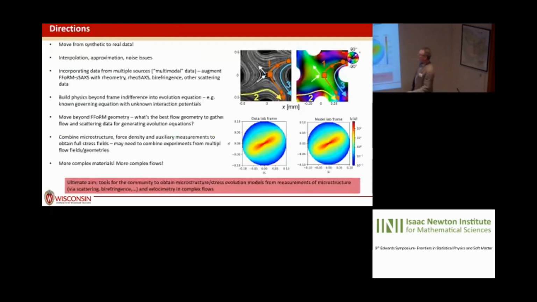All right, with that, I will wrap up just by talking about what directions we're going in. We want to move from synthetic to real data. We're doing that now.